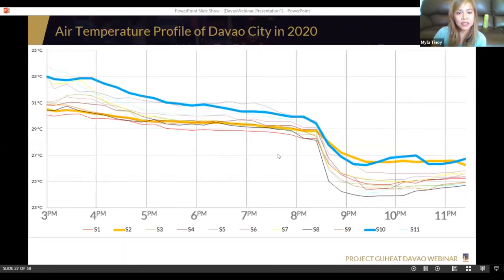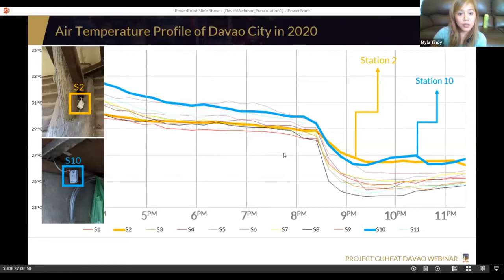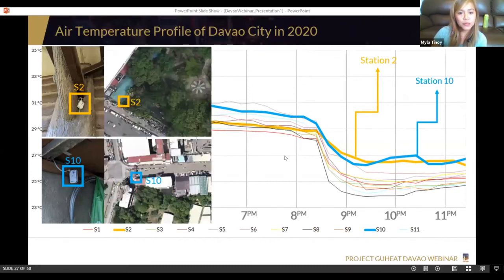we can see that stations 2 and 10 have higher temperatures despite this station's surroundings. So this station, sensor 2, was installed inside the Osmeña Park, while sensor 10 was attached to a mini store beside the Institute of Psychiatry and Behavioral Medicine Park. So we looked into possible answers to these unusual readings.